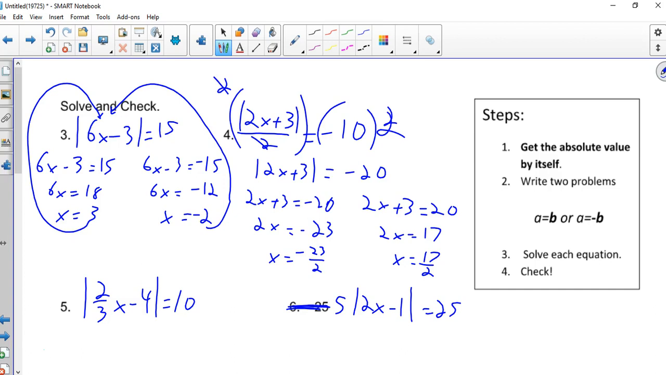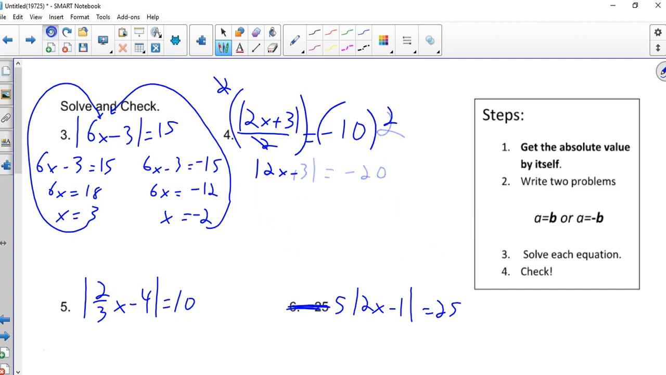But here's my problem. I did all this work. What is wrong? And this happens all the time. What did I do wrong? Let's go back to the beginning and see if we can find the error. That is a very common error.